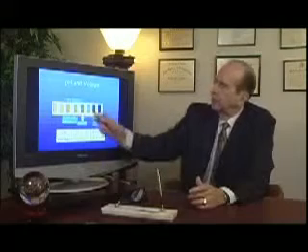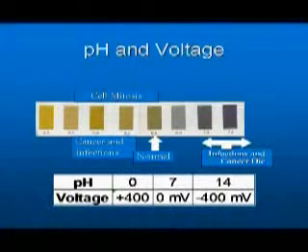So when we talk about their pH being acidic, we're talking about the solution being deficient in electrons or an electron stealer, and when we're talking about alkaline, we're talking about the solution having electrons available to do work. So there is voltage available.